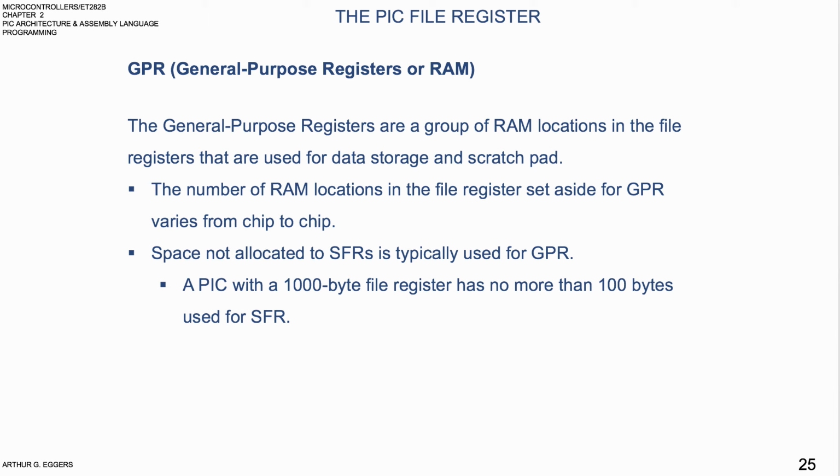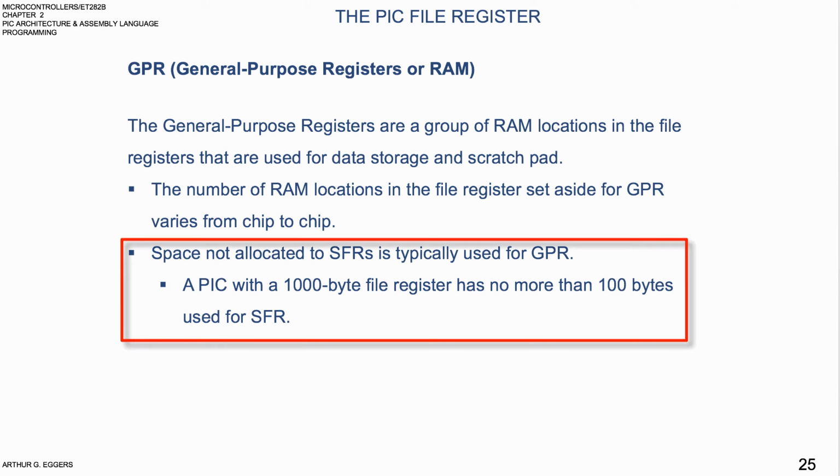In the PIC controllers, the space that is not allocated to the SFRs typically is used for general purpose registers. That means that in a PIC chip with a 1,000-byte file register, no more than 100 bytes are used for SFRs and the rest are used for general purpose registers.